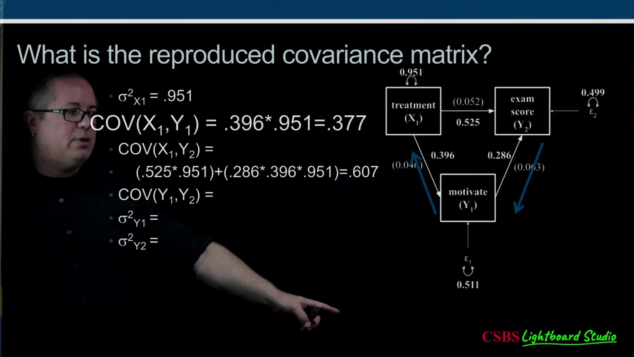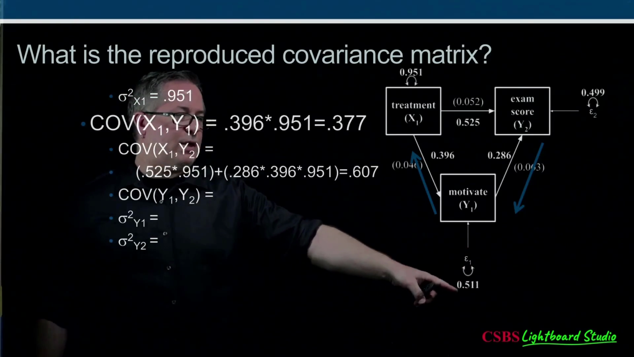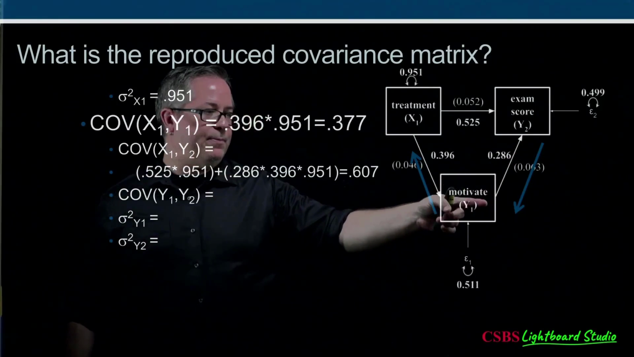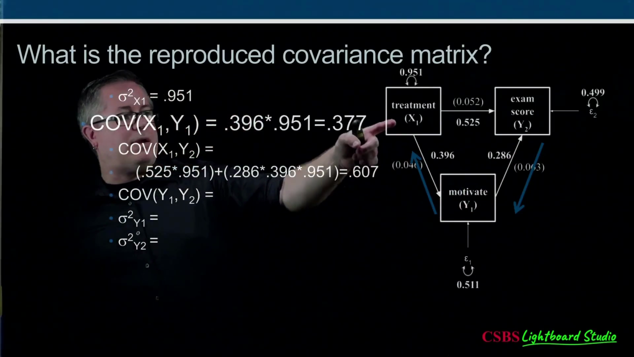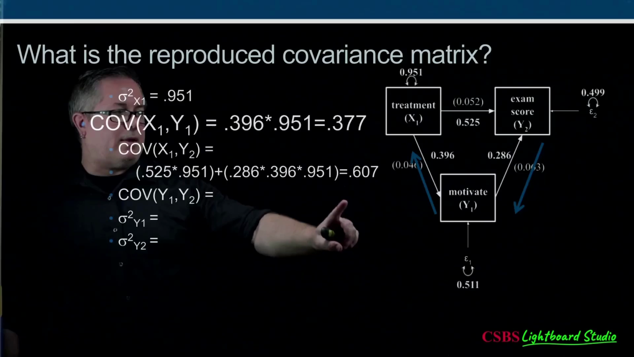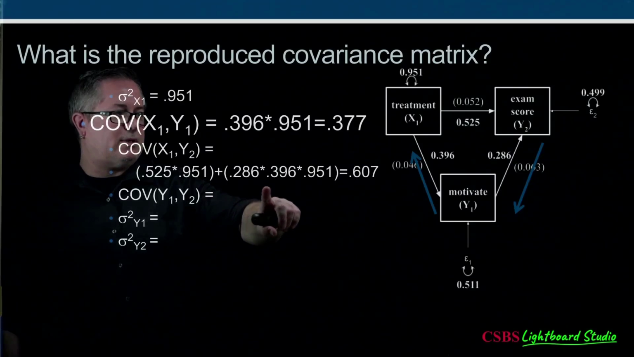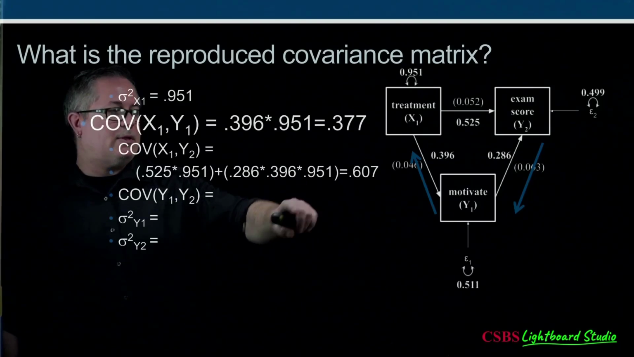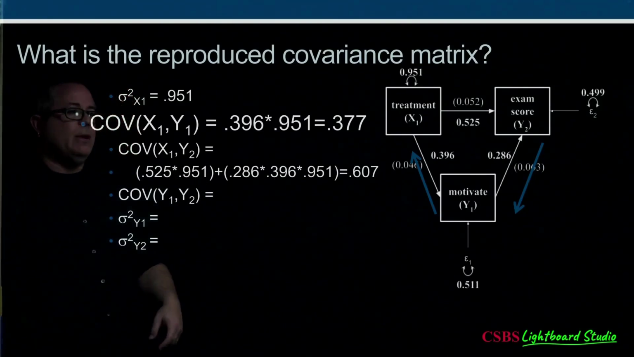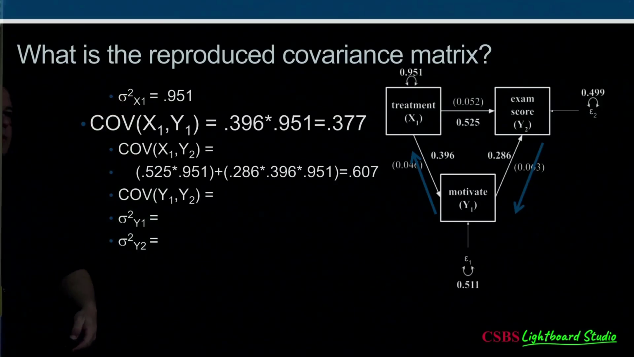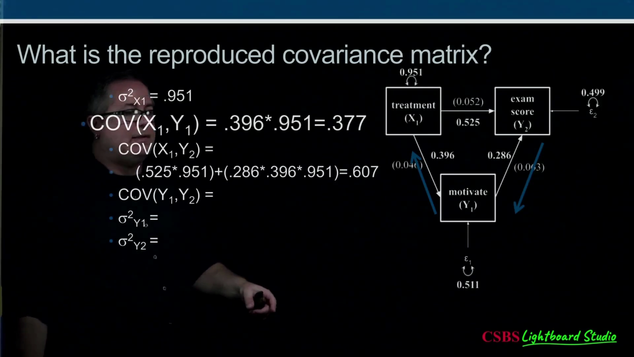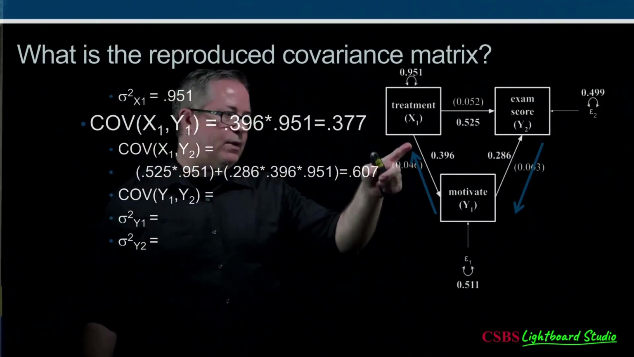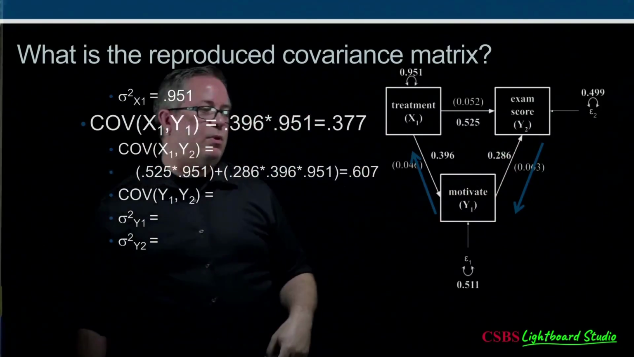We don't include E1 in this. We're just looking at covariances. So this is the amount that y2 relates to y1, and then how much y1 relates to x1. And then we're going to multiply that by the variance of x1. So 0.286 times 0.396, times 0.951. We add those two parts together, and that gives us the covariance that is due to the direct effect of x1 on y2, and the indirect effect of x1 on y2 through y1.